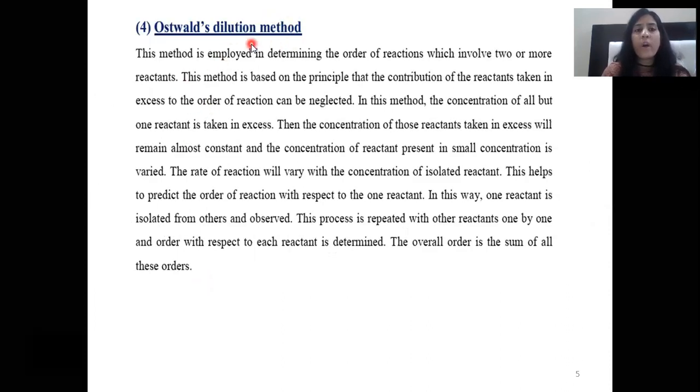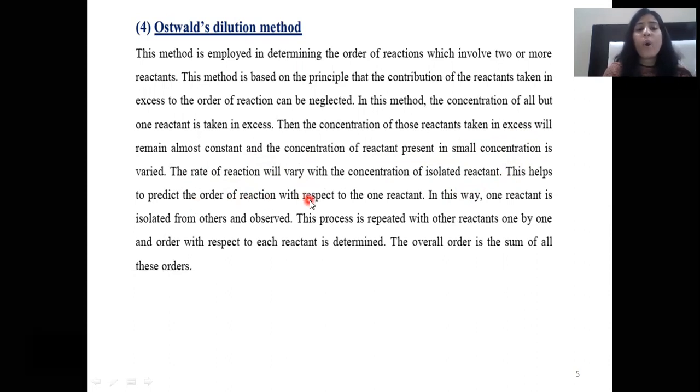The last method is the Ostwald isolation method. This method is employed in determining the order of a reaction which involves two or more reactants. This method is based on the principle that the contribution of reactants taken in excess to the order of reaction can be neglected. In this method, the concentration of all but one reactant is taken in excess. Then, the concentration of those reactants taken in excess will remain almost constant and the concentration of the reactant present in small concentration is varied. The rate of reaction will vary with the concentration of the isolated reactant. That reactant which is taken in small concentration is the isolated reactant.